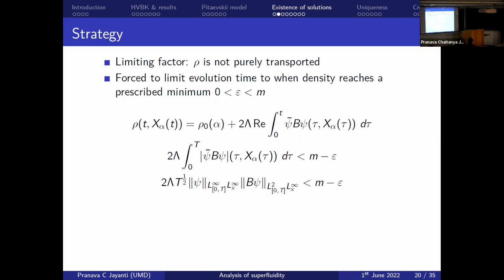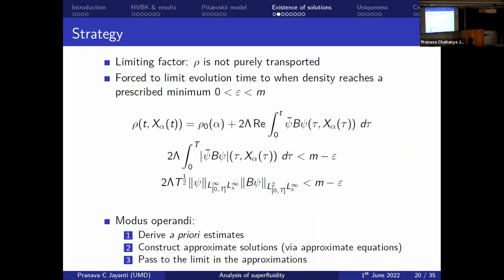Further stronger is the sufficiency that just by using a Holder inequality, like a generalization of Cauchy-Schwarz, we can state that if we can find a time t such that t to the half times the L infinity norm of psi times B psi, where B is the coupling operator, in L2 L infinity is less than m minus epsilon, then that is the time, the local existence time. Okay. So this is our goal here, to show this, to find solutions that satisfy this.